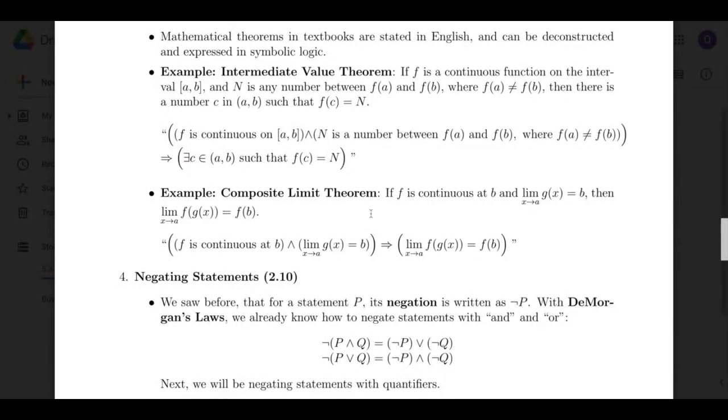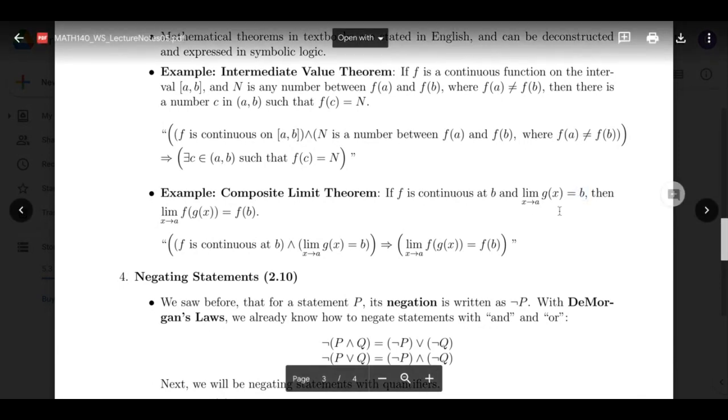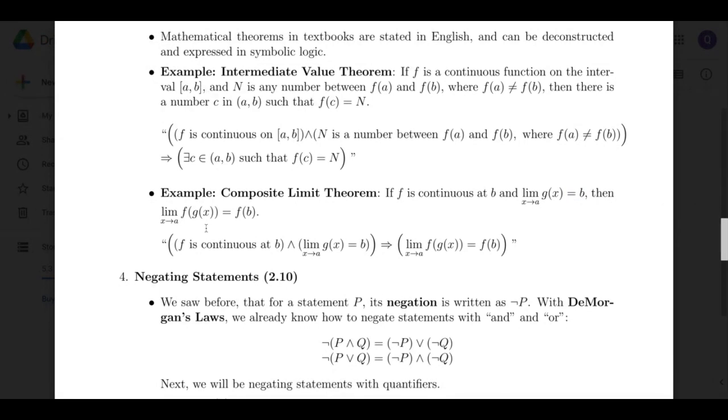Let's see a second example, the composite limit theorem. If f is continuous at b and the limit as x approaches a of g of x equals b, so that means the function g has a limit when x approaches a. Remember, the limit means x approaching a from the left equals x approaching a from the right, and also in this case equals b. And the limit is b. Then the limit as x approaches a of f of g of x equals f of b. So when we talk about the composition of functions, we can talk about the composite limit. So this is the composite limit theorem.